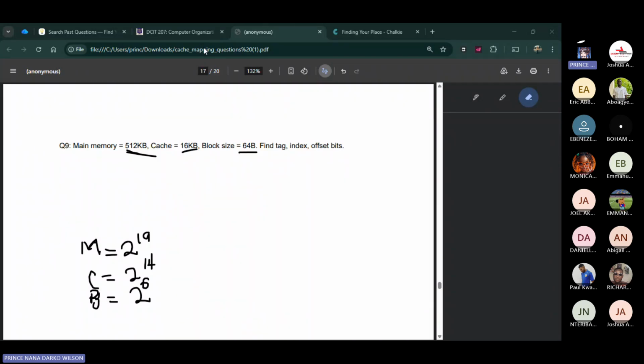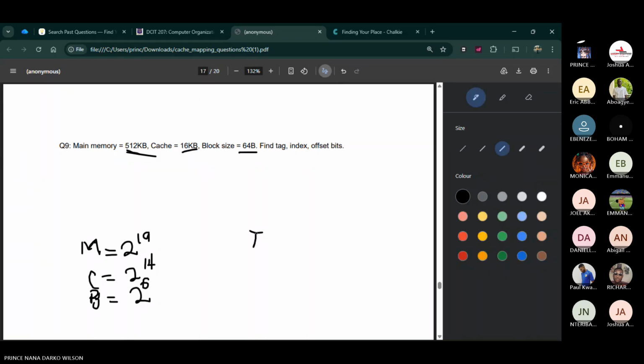Mr. Kotsi, sorry. Go ahead. Yeah, my tag was 5. Tag is 5. Your tag. Yeah, it was 5. So then my index was 8. Then my offset was 6. Offset was 6. All right.